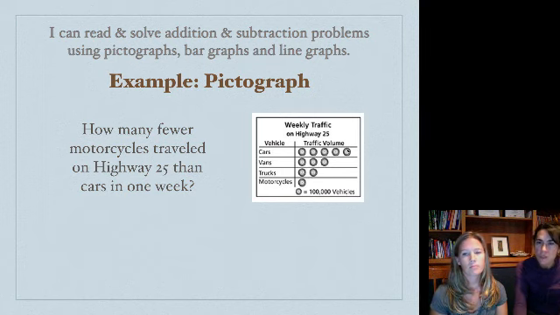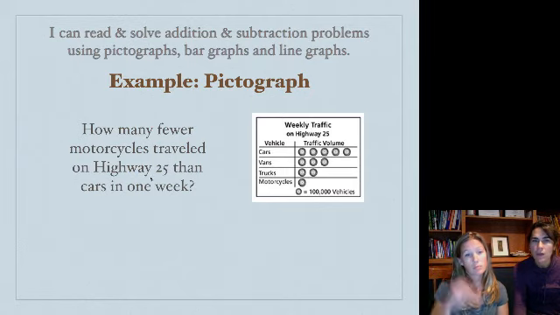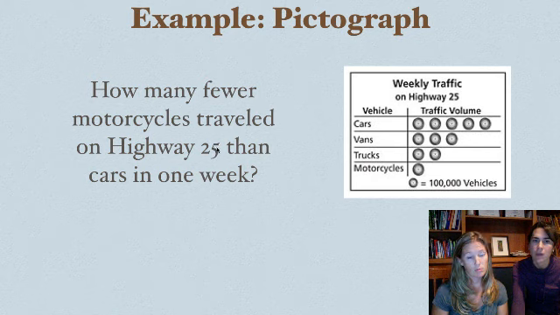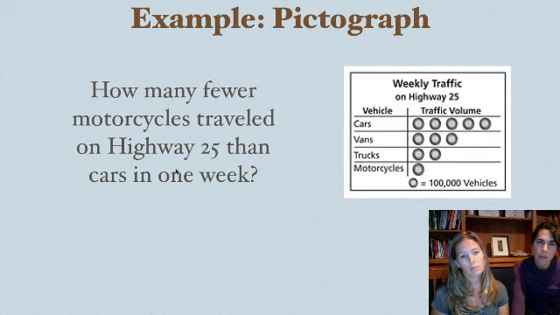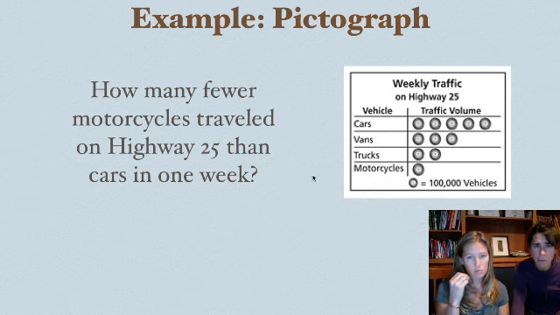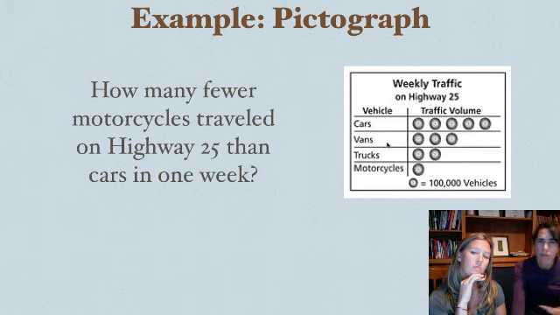Once you wrap your brain around what the pictograph is trying to share, then you want to think about the question. Here it says, how many fewer motorcycles traveled on Highway 25 than cars in 1 week? When I see how many fewer, I think about what I have to do with this information. I know I have to compare cars to motorcycles, and that's sort of like figuring out the difference.